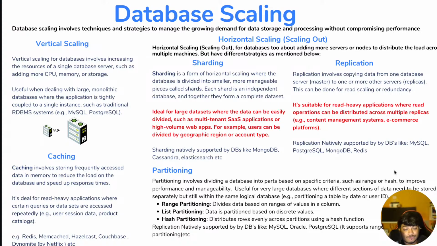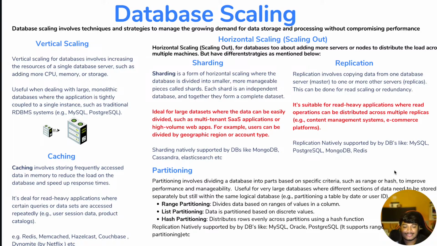So partitioning involves dividing a database into parts based on specific criteria, such as range or hash, to improve performance and manageability, okay? Now it is useful for large databases where different sections of data need to be stored separately, but within the same logical database. In sharding, you are storing as different databases which finally logically will get merged, but physically it's stored differently. But for partitioning, it's stored in a single space, but logically they are stored separately, as separate tables.